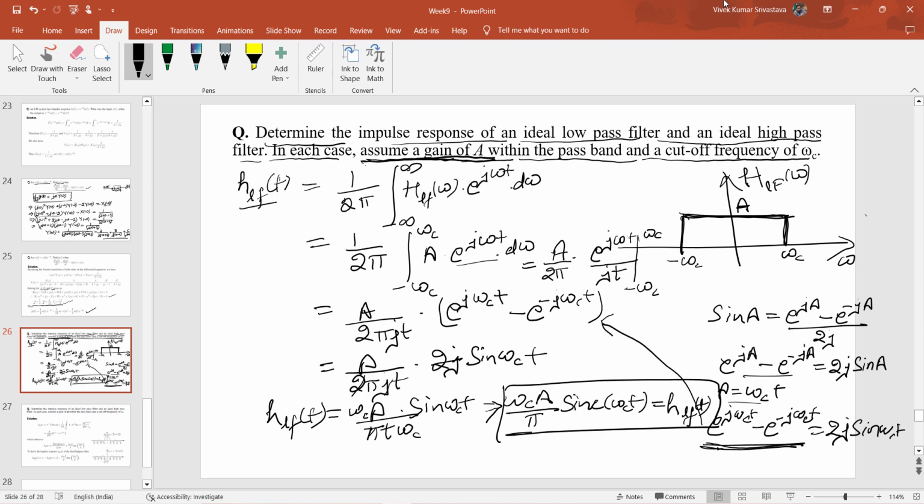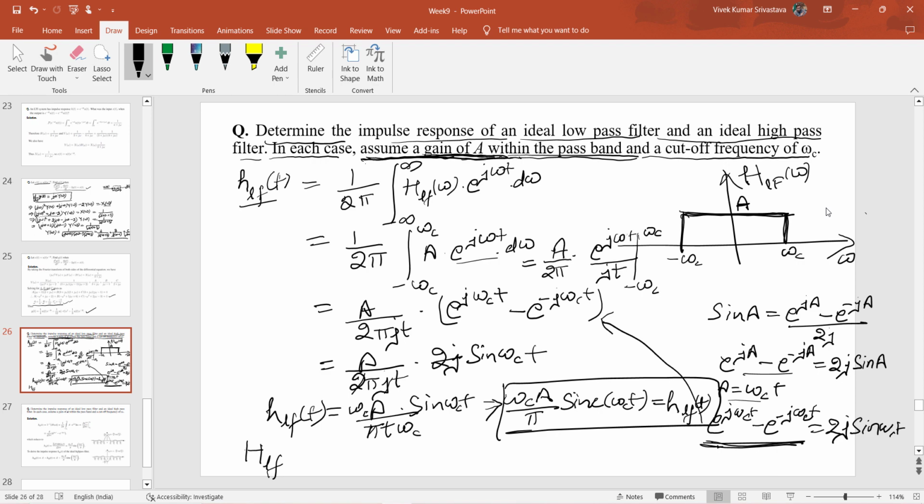Okay, so you can use a similar method to determine the impulse response of the high pass filter, or otherwise, as in the question itself it is given, the gain within the pass band will be A. It means that for all the range, let us assume it will be A. So H LF plus H HF will be equal to A.